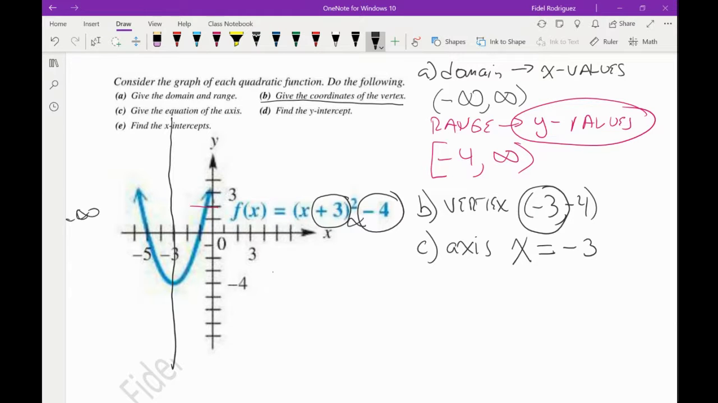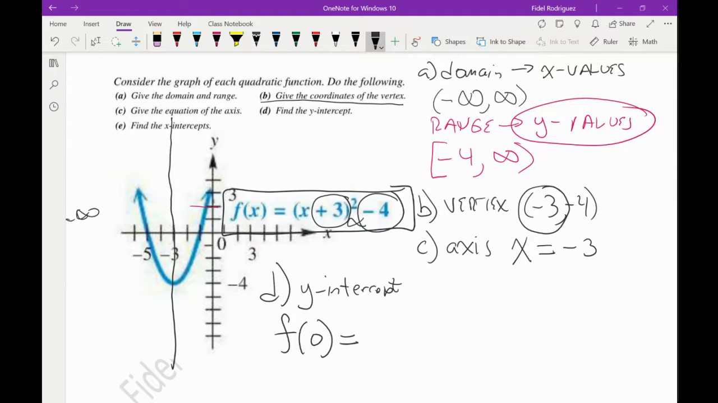And then part D wants us to find the y-intercept. The way we're going to find the y-intercept is we're going to come back to the original equation that we have, and everywhere we have the letter x, we are going to plug in the number 0. So I'm going to put 0 plus 3 squared minus 4.